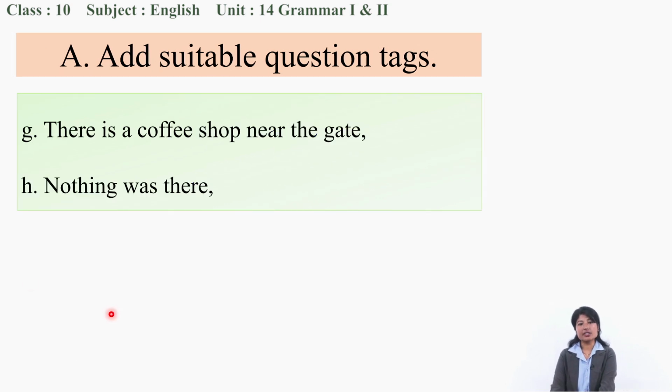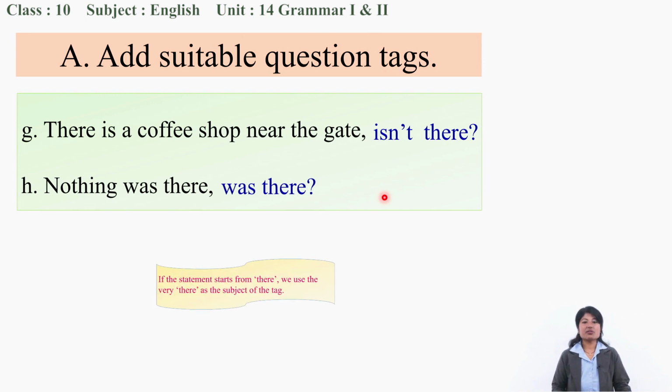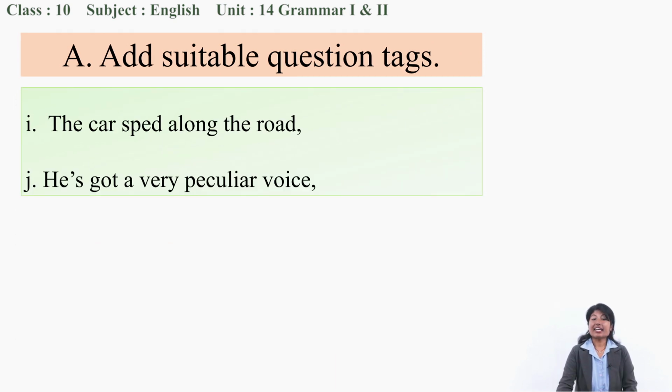Alright, let's continue. G. There is a coffee shop near the gate. What do you think the tag is? Isn't there? Okay. H. Nothing was there. Was there. Okay. So what we can discuss over here is if the statement starts with there, we use the very there as a subject of the tag. There is repeated. Okay, let's continue our exercise.